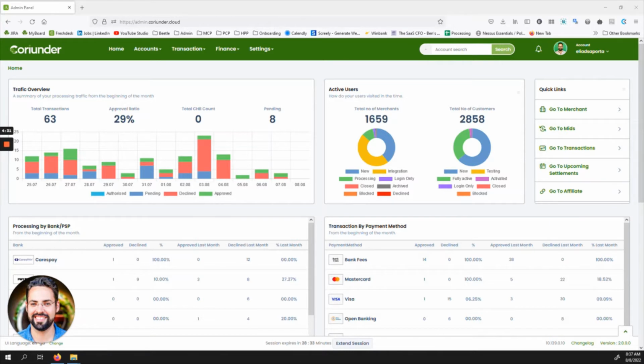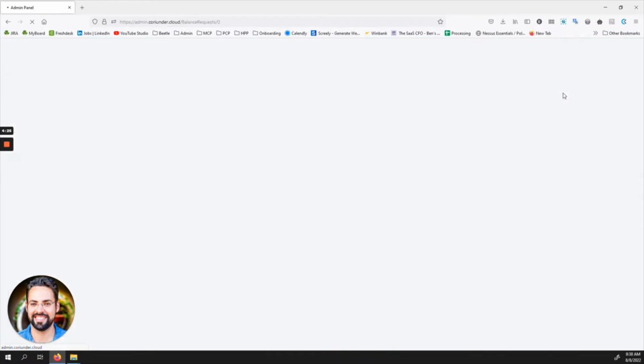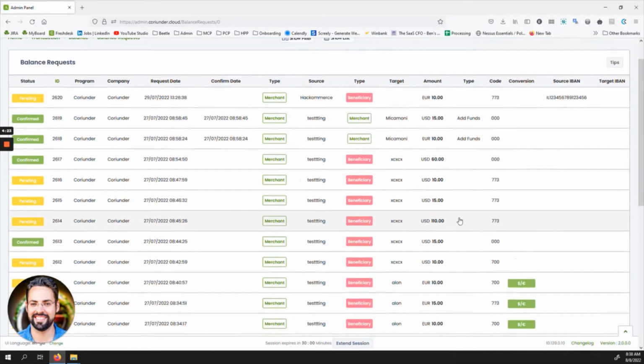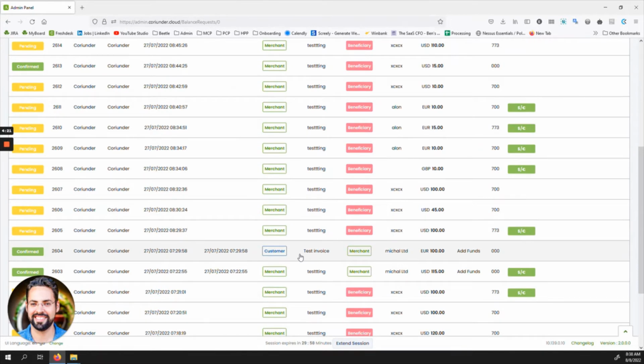So in order to see, first of all, the balance request, we'll go under Transactions, Balance Request. A request is a relationship between two parties. You'll have a merchant transferring funds to his colleague. In this use case, for the example, we'll have a customer transferring funds to a merchant. That will be a request, one side wanting to transfer funds to the other.